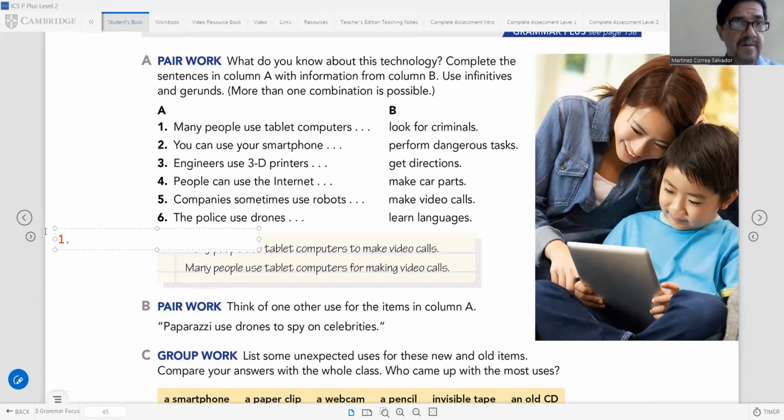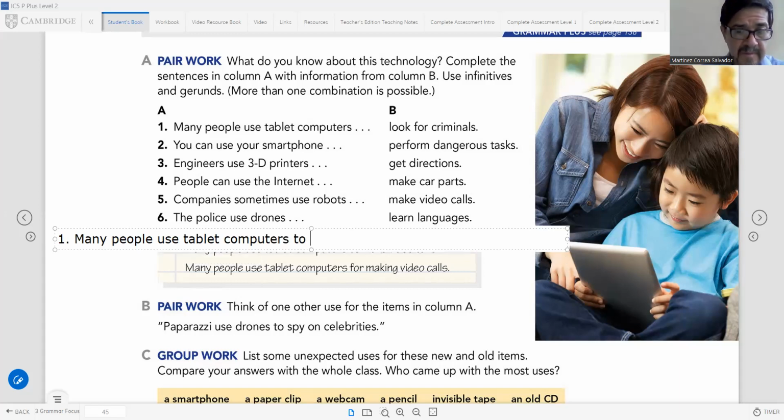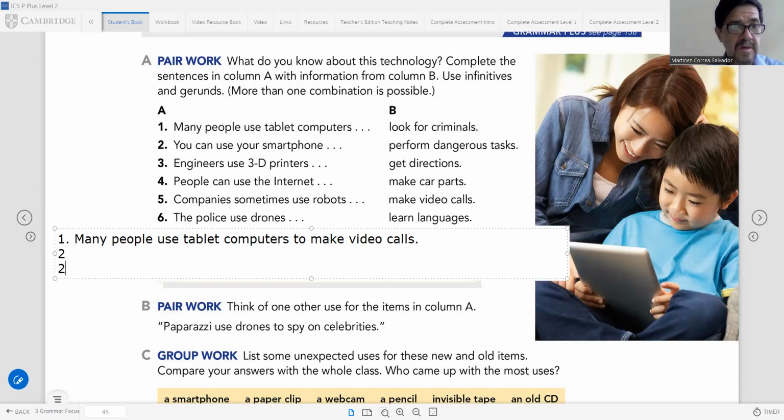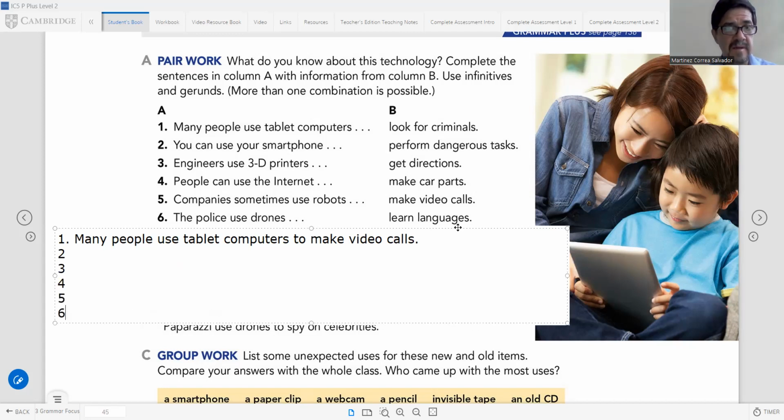Number one. You say many people use tablet computers to make video calls. That would be number one. So 2, 3, 4, 5, 6. Maybe you can do it here in the same book.